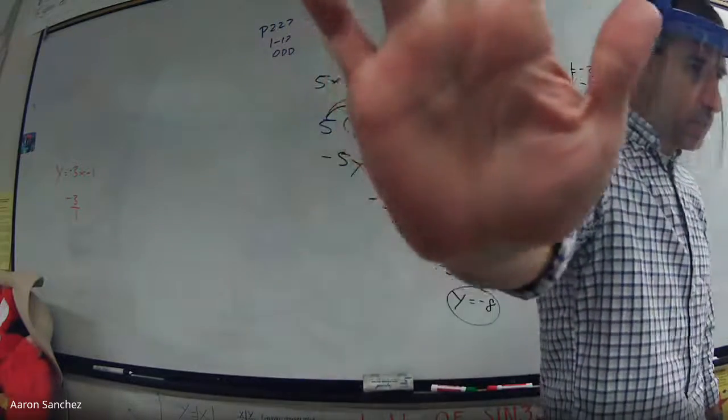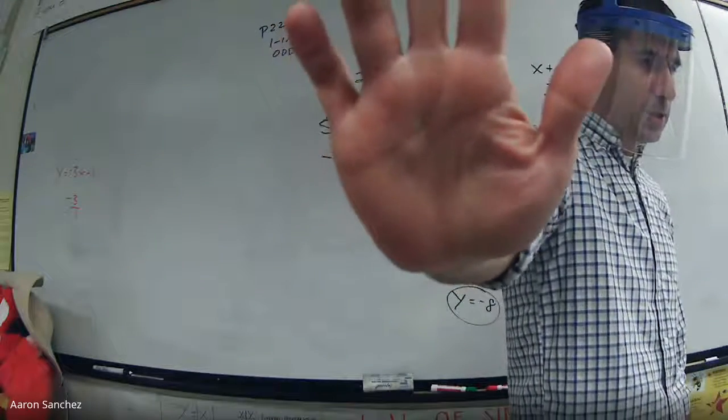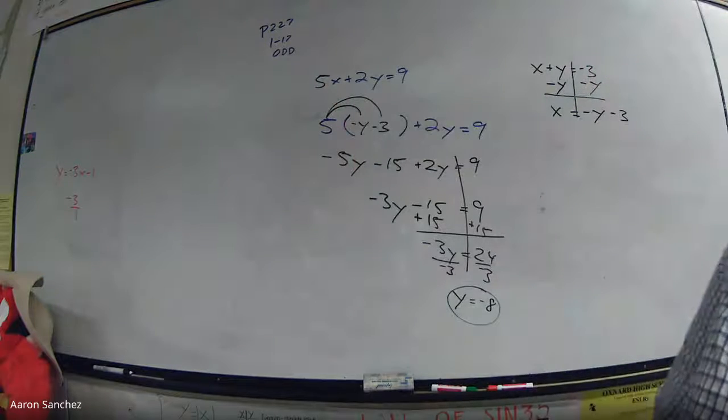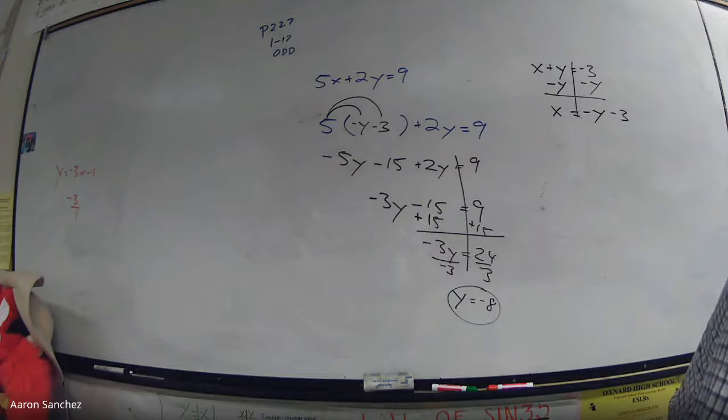I got negative 8. Put your hand up in front of the thing. Ooh, not many. I see like two hands.